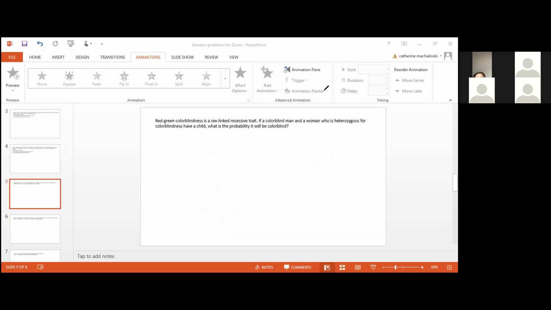So we have a colorblind man and a woman who is heterozygous for colorblindness. So first you need to write out the genotypes. So for the man, we know he's XY, and if he's colorblind, it must be a little b. The female is heterozygous, so she must have 1 big B and 1 little b. So no different than before, you're just going to put the gametes from each parent on the top and the side. And again, it doesn't matter which one goes on the top and which one goes on the side.